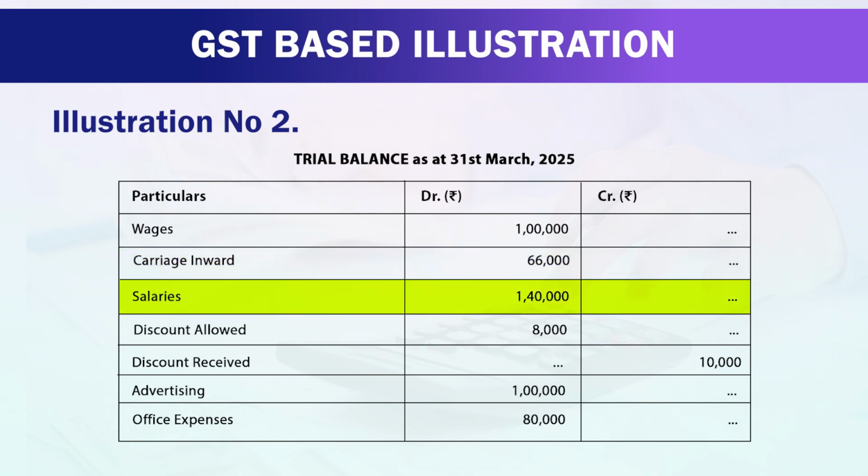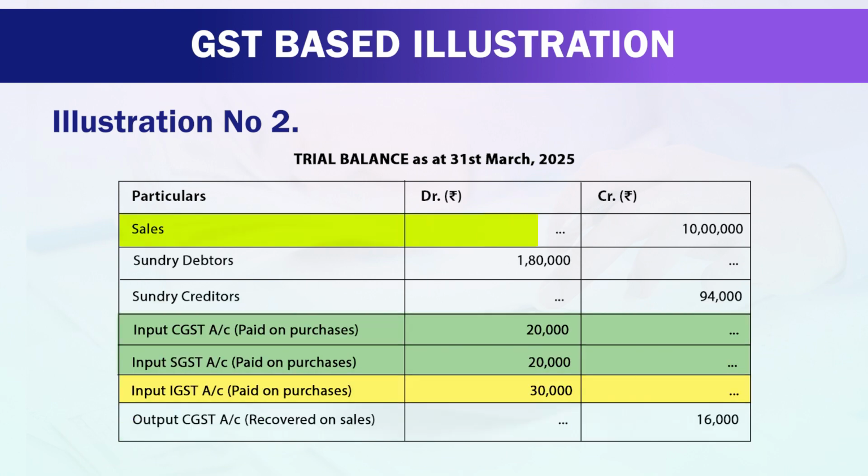Salaries 1,40,000, debit side of P&L account. Discount allowed 8,000 rupees, debit side of P&L account. Discount received 10,000, credit side of P&L account. Advertising 1 lakh rupees, debit side of P&L account. Office expenses 80,000, debit side of P&L account. Sales 10 lakh rupees, credit side of trading account. Then sundry debtors, asset side, 1,80,000. Sundry creditors 94,000, that is on the liability side of the balance sheet.